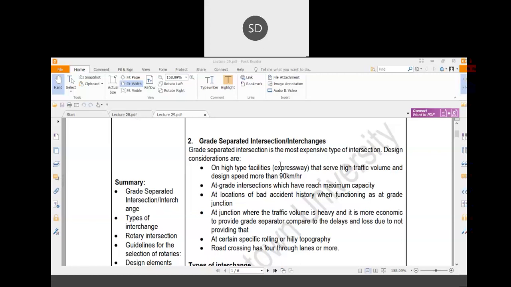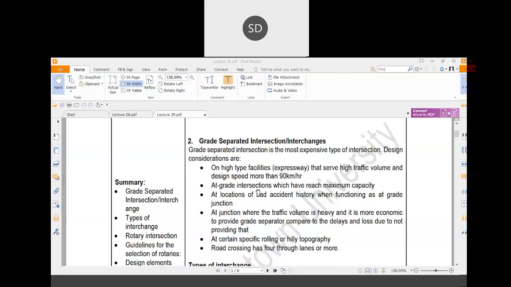And in the other types of intersection, what happens? The speed of the vehicles, or of the traffic stream, is forced to reduce. Therefore, it will cause queues or delay to the vehicles. But in grade separated intersections, this speed reduction can be averted and the vehicles can move with the desired speed.